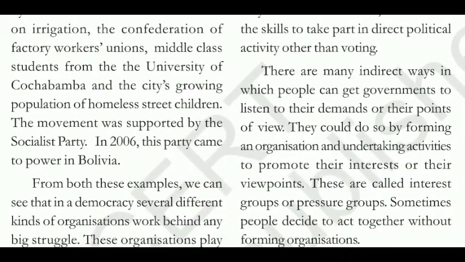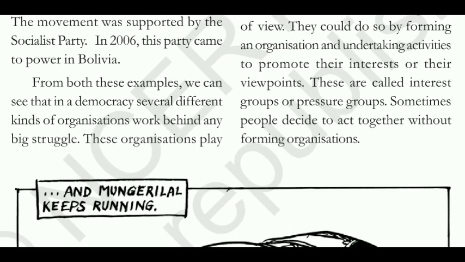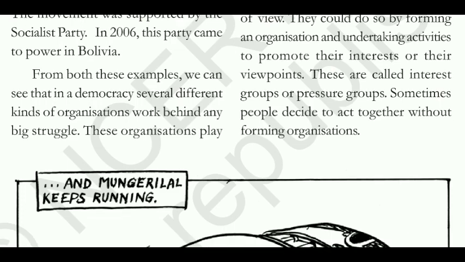voting. There are many indirect ways in which people can get movements to listen to their demands or their points of view. They could do so by forming an organization and undertaking activities to promote their interests or their viewpoints. These are called interest groups or pressure groups. Sometimes people decide to act together without forming organizations.